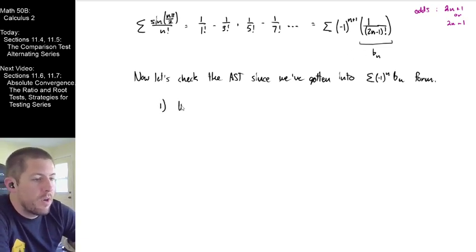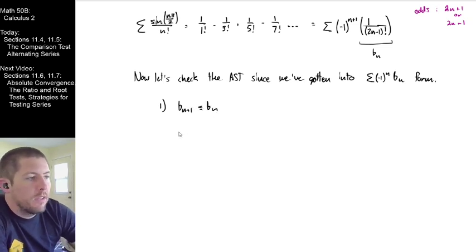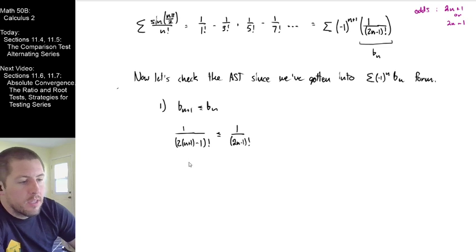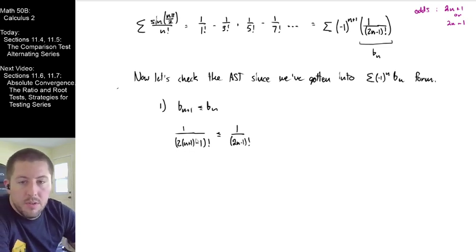So first, we want to show that b sub n plus 1 is less than or equal to b sub n. Looks like in this case right here, I don't need that outside parentheses. I've got 1 over 2n plus 1 minus 1 factorial is less than or equal to 1 over 2n minus 1 factorial. So do the mental math with me here.